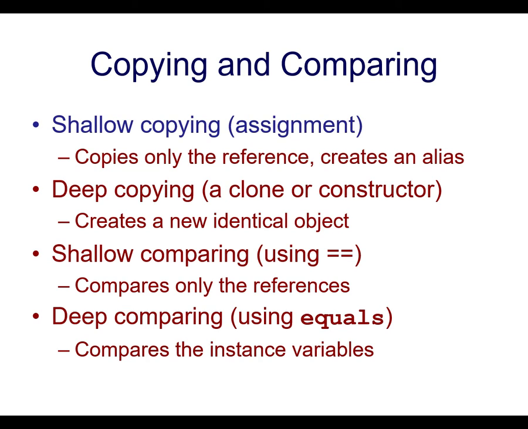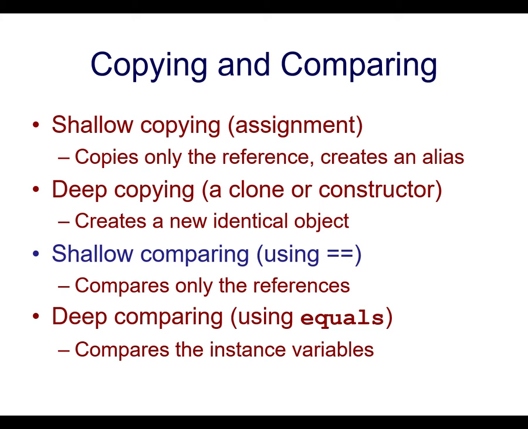When the assignment operator is used to copy one object to another, a shallow copy is made. So only the reference is copied, which creates what is often referred to as an alias, meaning two references that point to the same object. When a clone method or a copy constructor is used, a deep copy is made. In that case, we have two identical copies of an object.